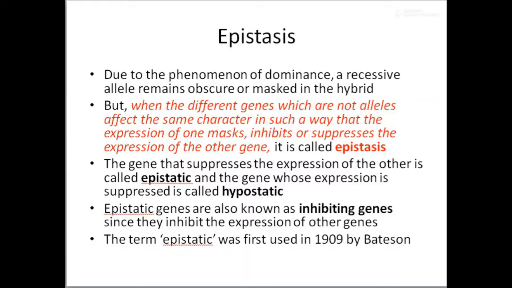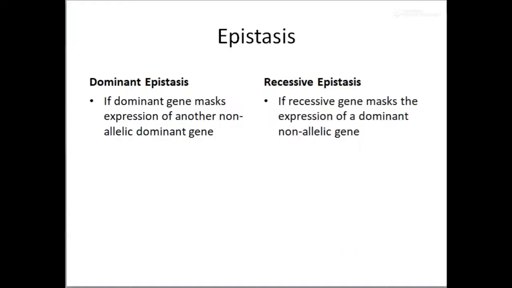Welcome back, dear students. Now we're talking about epistasis, and we mentioned that when different genes which are not allelic to each other affect the same character in such a way that the expression of one will mask, inhibit, or even suppress and sometimes modify the expression of the other, it is referred to as epistasis. And epistasis could be of two types, dominant epistasis as well as recessive epistasis.